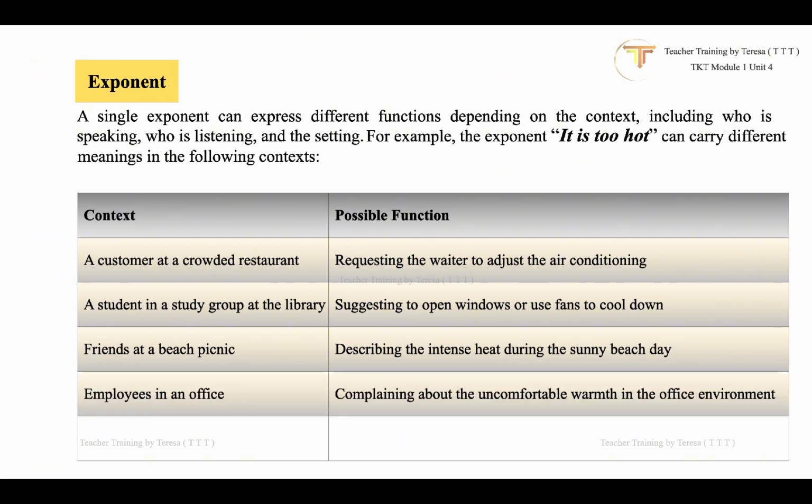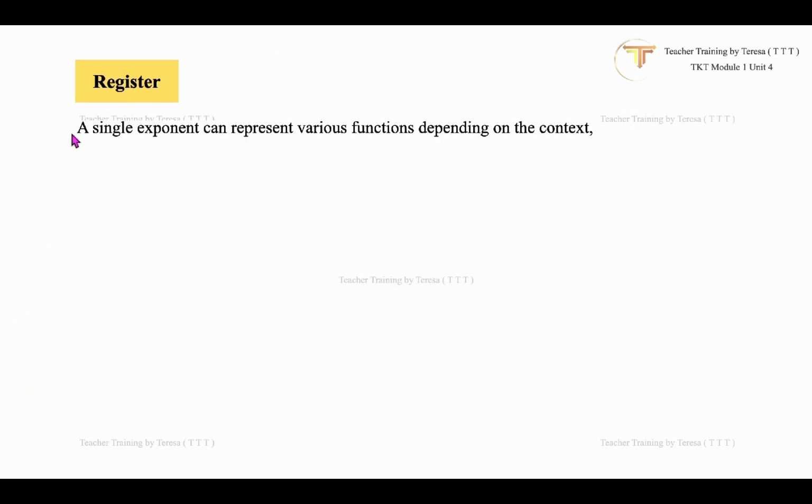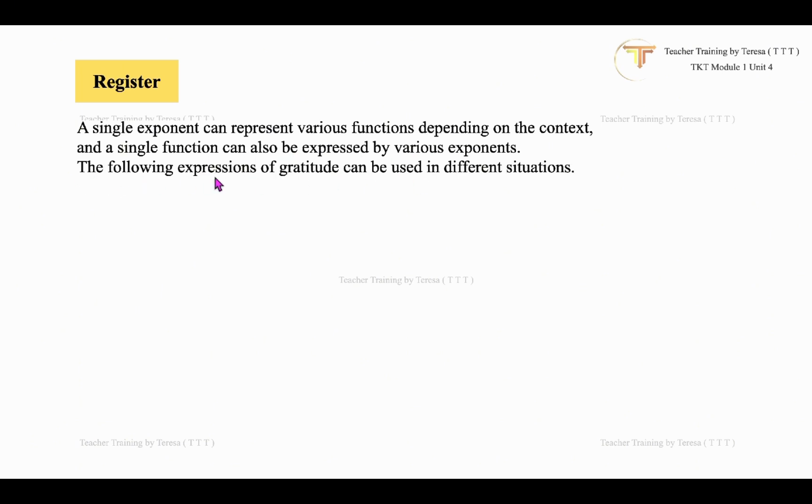Employees in an office: complaining about the uncomfortable warmth in the office environment. A hiker on a trail in the mountains: advising others to drink more water. Register. A single exponent can represent various functions depending on the context, and a single function can also be expressed by various exponents. The following expressions of gratitude can be used in different situations.